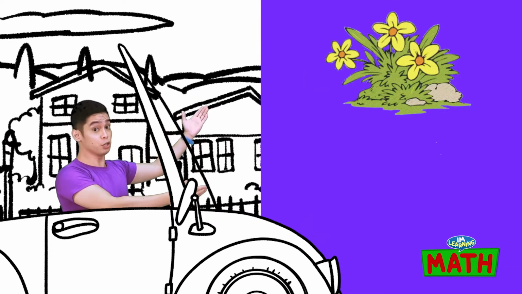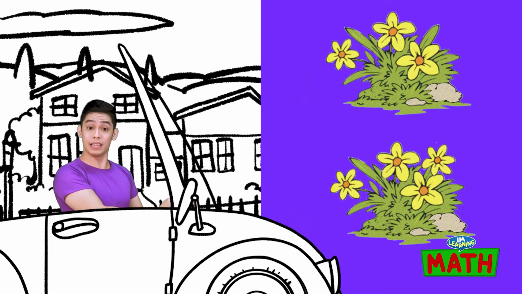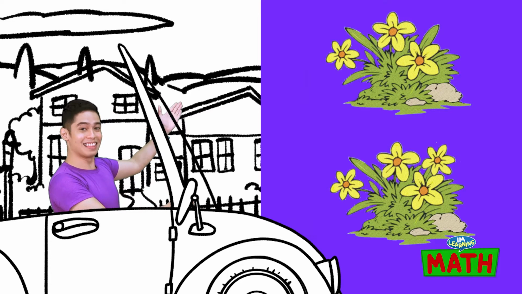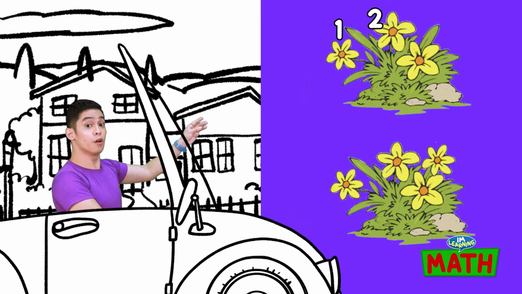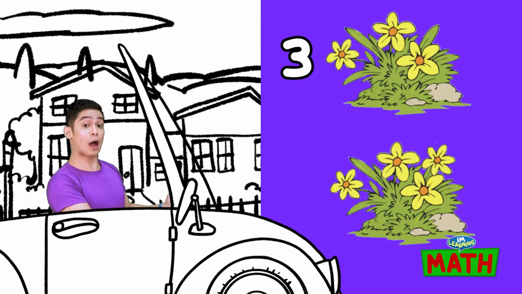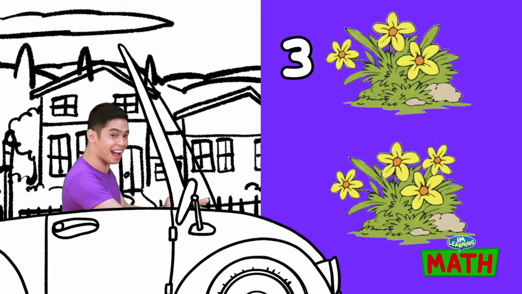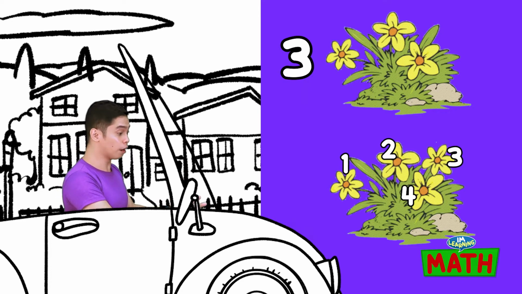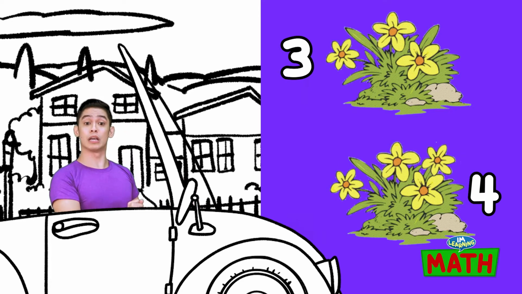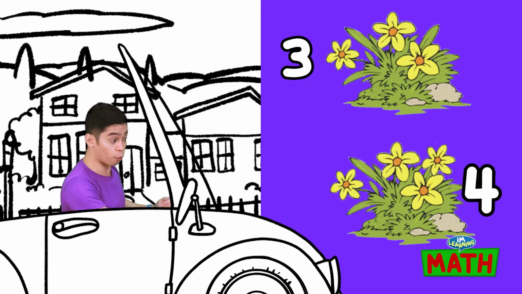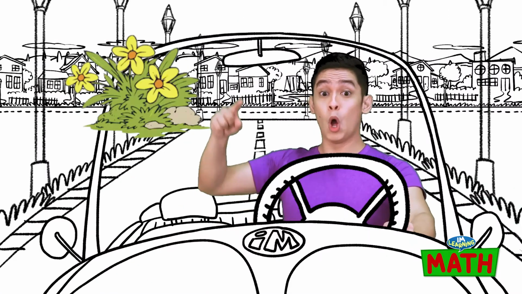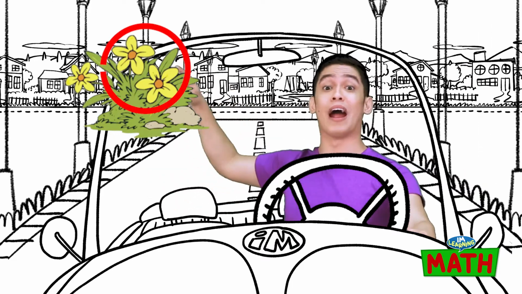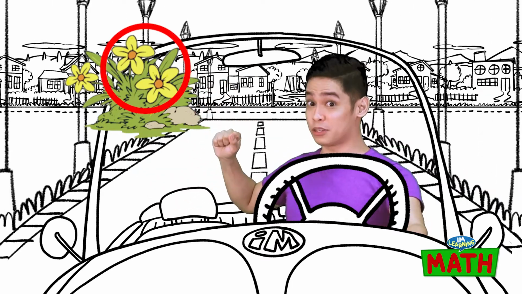Here are flower bushes. Let's count how many there are on each side. On this side, there are 1, 2, 3. 3 flower bushes. On this side, there are 1, 2, 3, 4. 4 flower bushes. We have 3 and 4 flower bushes. Can you try drawing a circle with your fingers in the air around each pair of flower bushes?